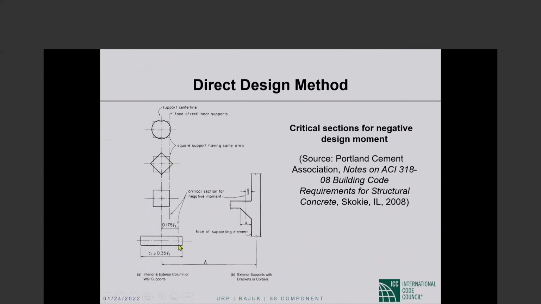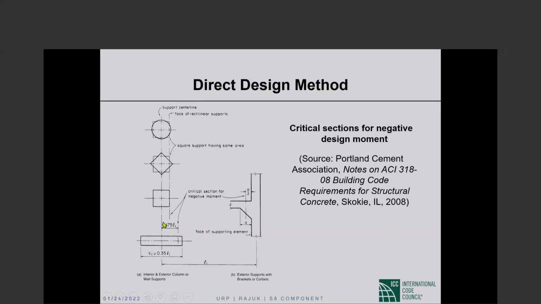Now this is a very long column. Remember, the clear span cannot be any less than 65% of the center to center span. So 35%, half of that is 17.5%. So essentially the support face moves here.